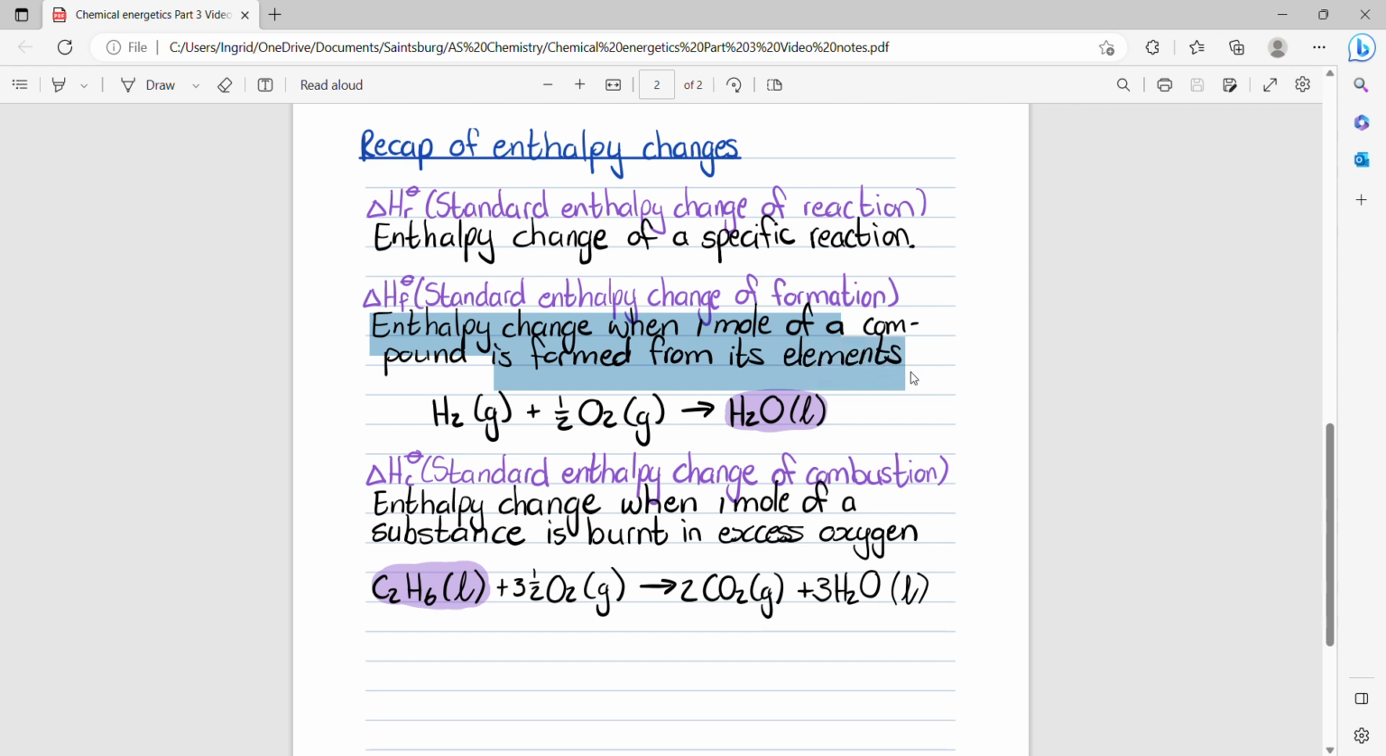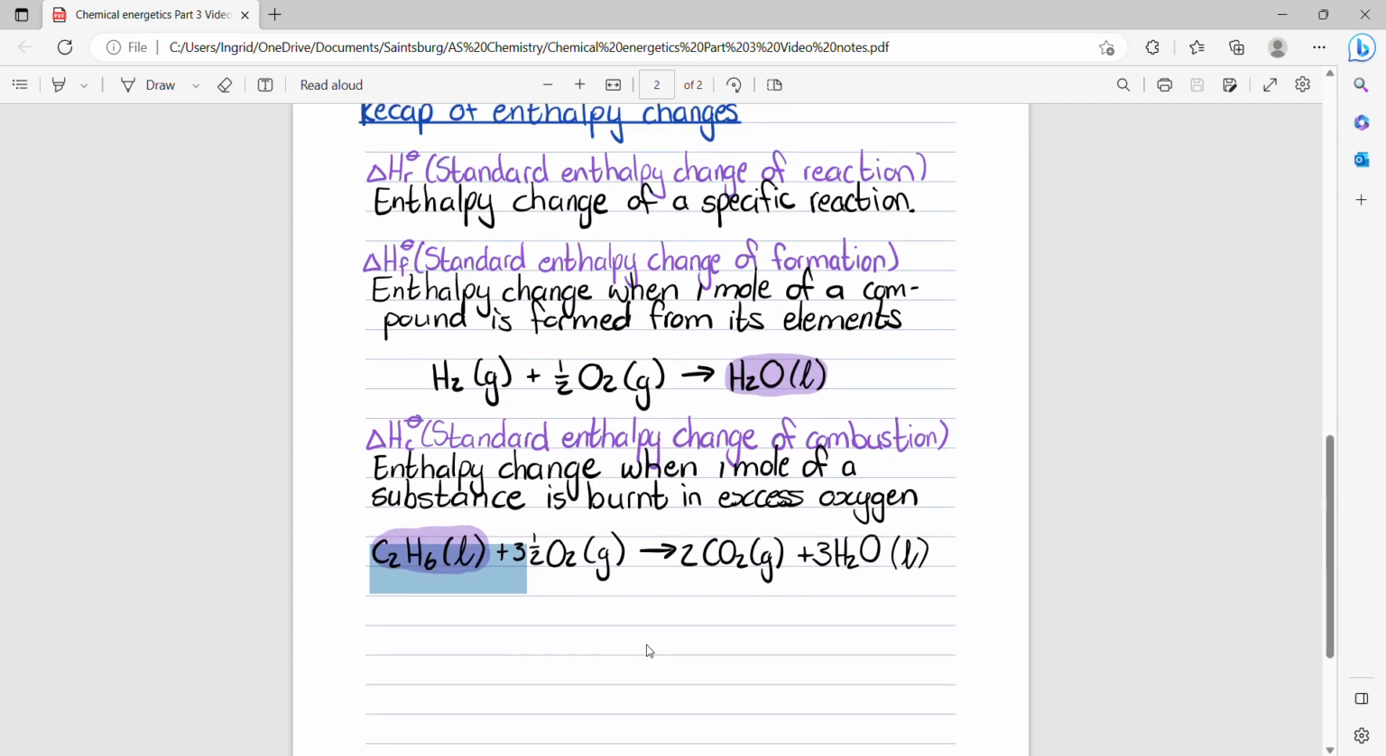Enthalpy change of formation is the enthalpy change when 1 mole of a compound is formed from its elements. This example is a reaction for the enthalpy change of formation, because water is formed from hydrogen and oxygen. Okay, and then enthalpy change of combustion is the enthalpy change when 1 mole of a substance is burned in excess oxygen. So you will see here 1 mole of the C2H6 is burned in an excess of oxygen. So those are the enthalpy changes that are important for you.